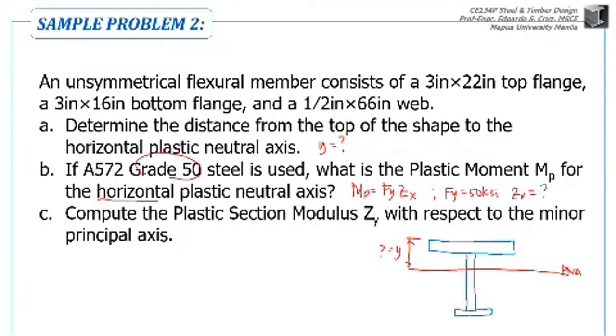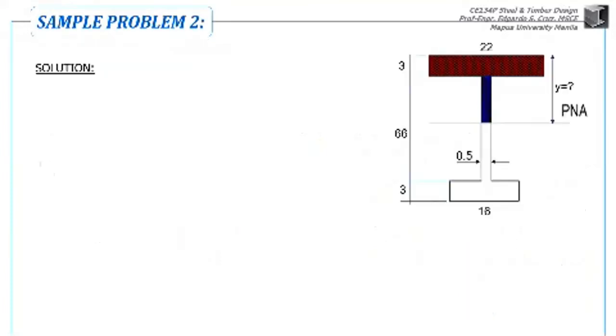Tapos yung letter C naman, compute for the plastic section modulus Zy. Zy naman. So pagka Zy ang hanap, kailangan natin yung plastic neutral axis about Y axis. So ito yung plastic neutral about X. Ito naman yung plastic neutral axis about Y. Now, pagka about Y, madali na kasi symmetrical siya about Y axis eh. Diba? So madaling i-locate yung PNA about y-axis. Nasa gitna lang siya. Okay, so solve natin isa-isa.